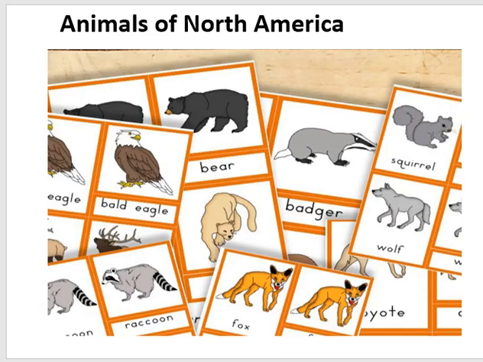Now the next one, some animals you can find in North America. So take your time and explore these animals that you can find in North America. We have bear, we have bald eagle, the raccoon, the badger, we have fox, squirrel, wolf. They are all animals you can find in North America.